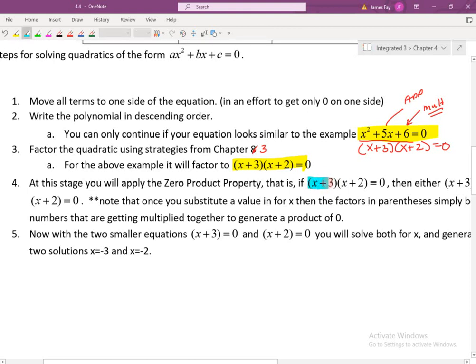If x was 5, 5 plus 3 would be what? So that blue thing there would be 8. What is 5 plus 2? 7. So I'd have 8 times 7. Okay, does that give me 0? No, because it doesn't give me 0, then I know that x couldn't have been 5.